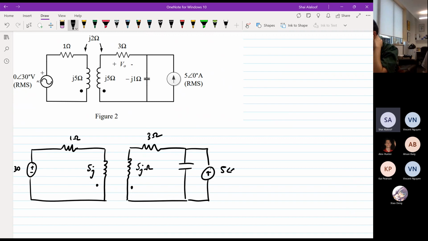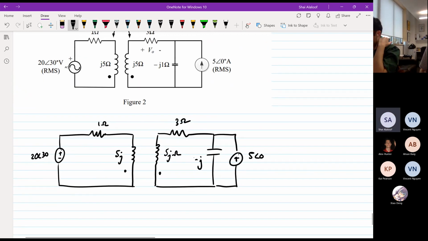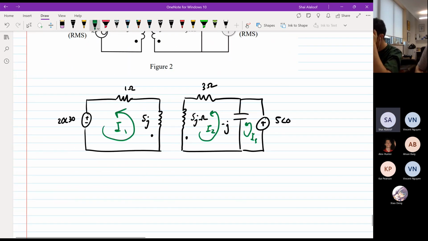So that's 5. This is minus J. And I don't know, I'm just gonna take 2 currents, I1 and I2. I don't need to do the third mesh because I'm just gonna end up with I3 is, if I do this, just 5. I3 is 5 with a phase of 0. That's all.